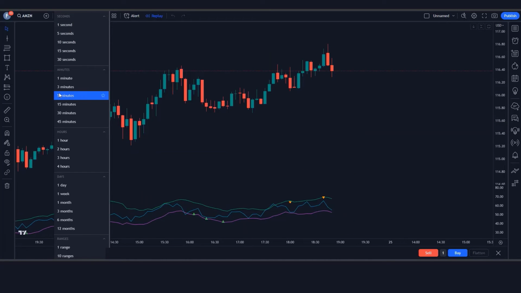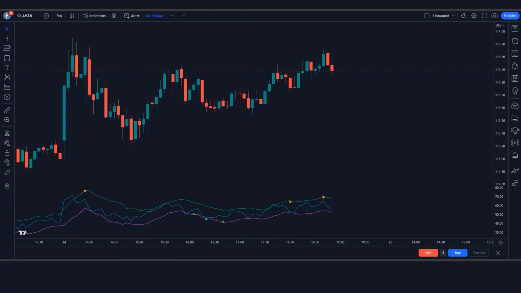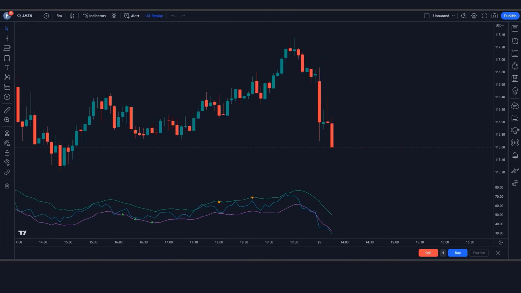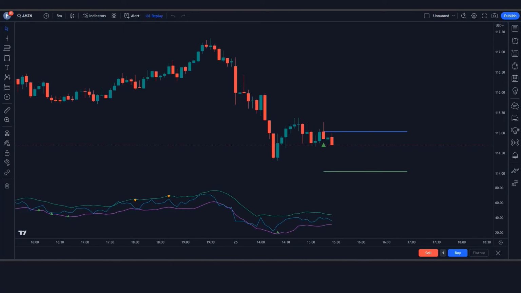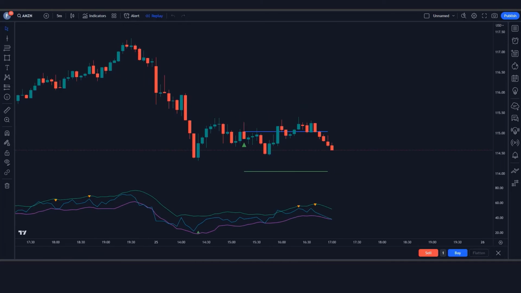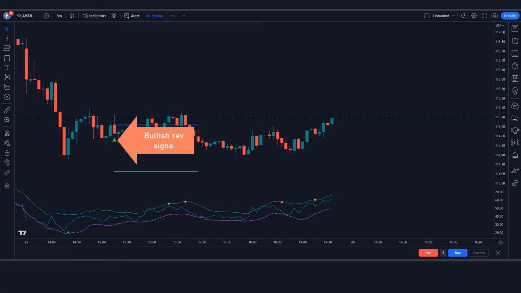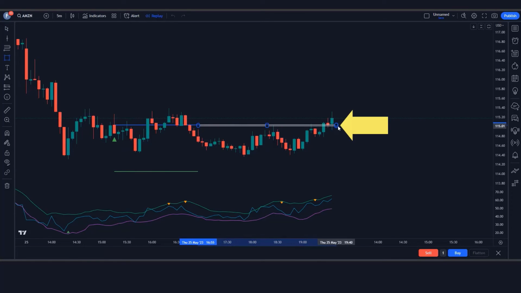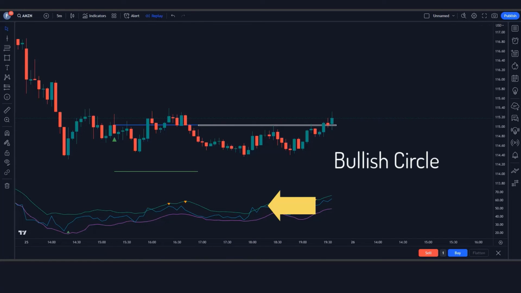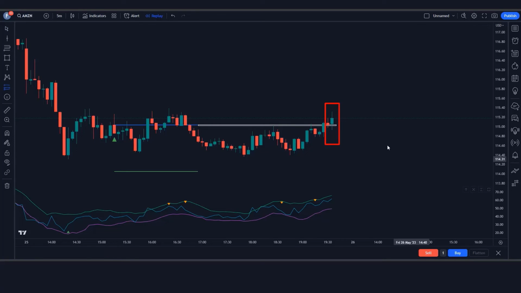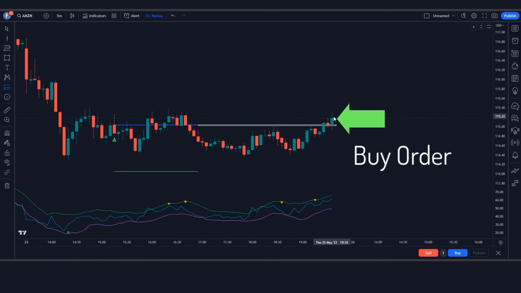We open the Amazon 5-minute chart. Now let us understand the trade. Here the reversal indicator gives us a bullish reversal signal. Here the reversal indicator is marked above the bull line. Here the volatility bands indicator shows a bullish circle. Here the market has made a bullish candle to give confirmation. So all our conditions are being fulfilled, so we are placing an order to buy.